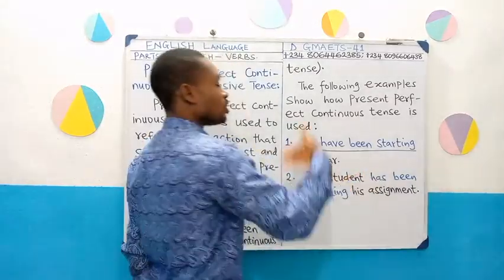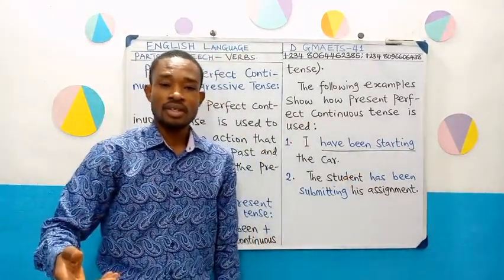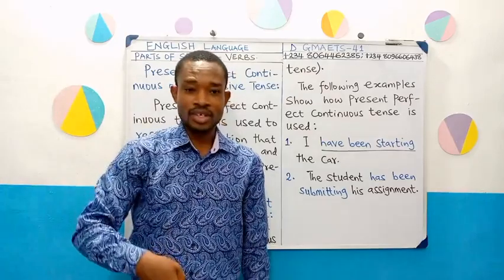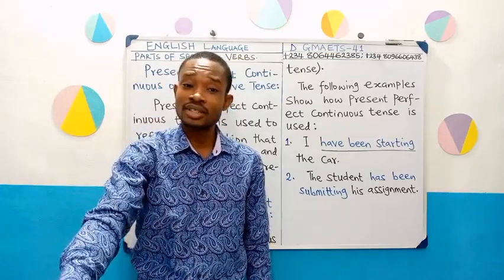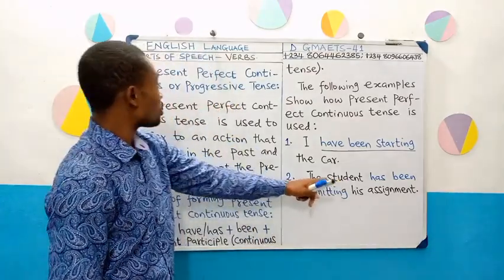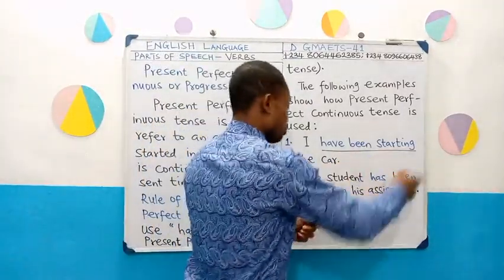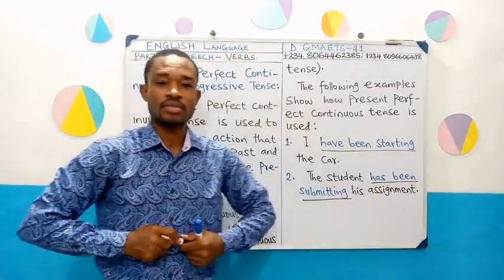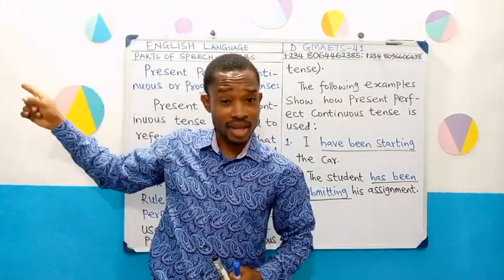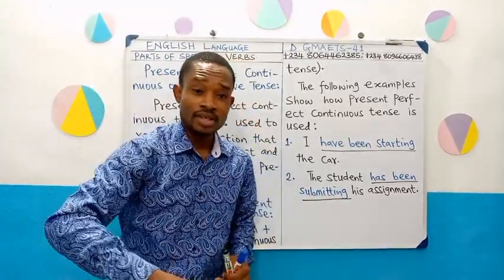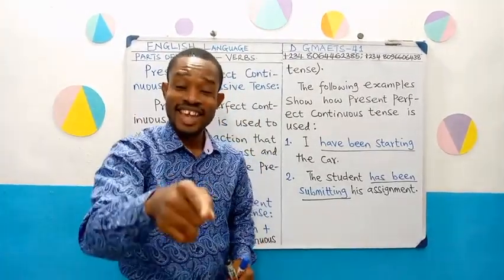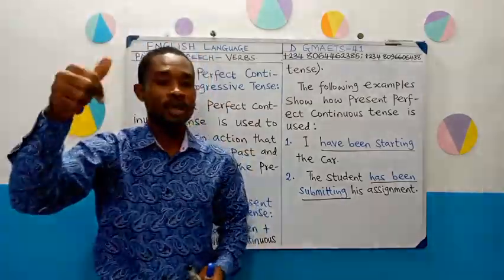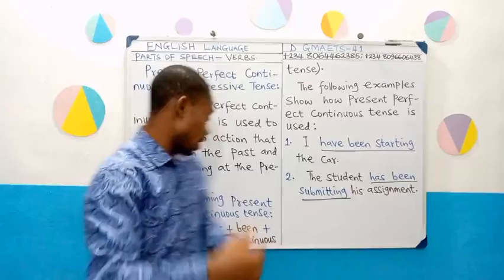Alright, the student has been submitting his assignment. That is to say, in the past, the student submitted his assignment, and up till now, the student is still submitting his assignment. So the present perfect continuous tense here is has been submitting. Has been submitting his assignment. So if you had submitted your assignment in the past, and up till this moment you are still submitting your assignment, then I can say that you have been submitting your assignment. You have been submitting. You is a plural subject, so it goes with have.